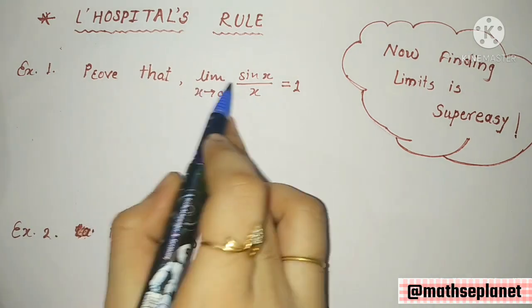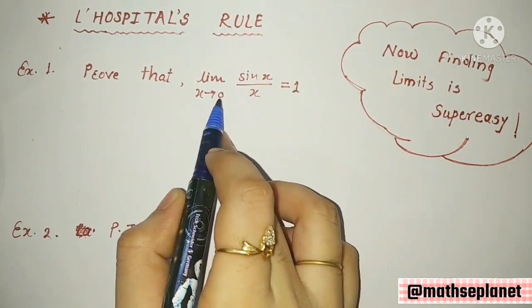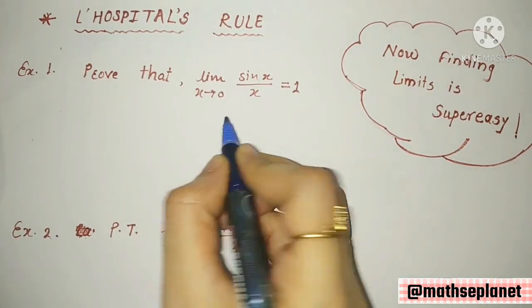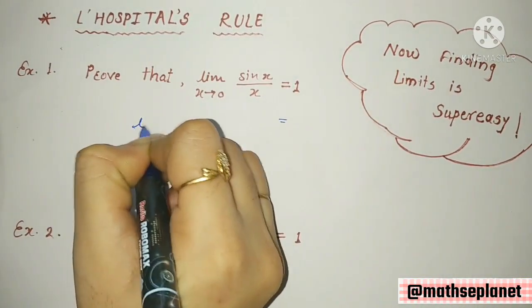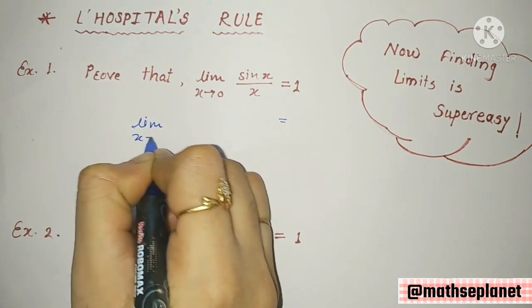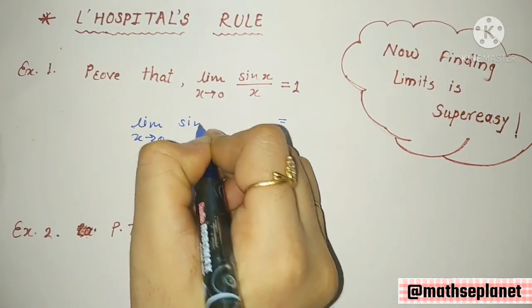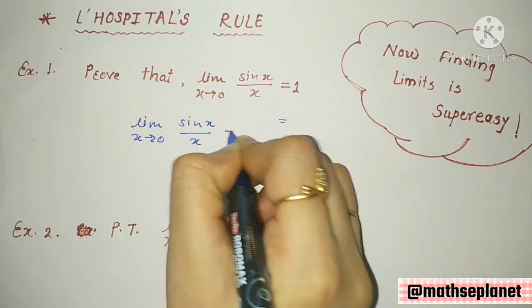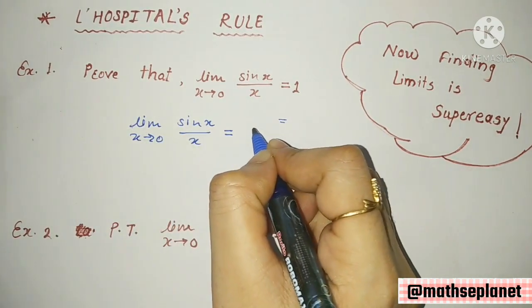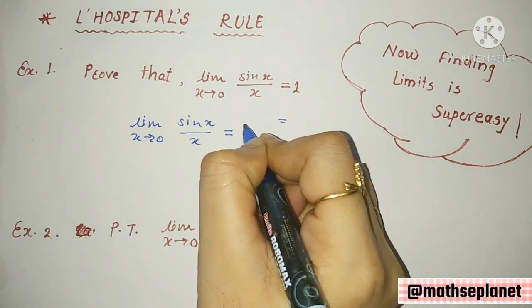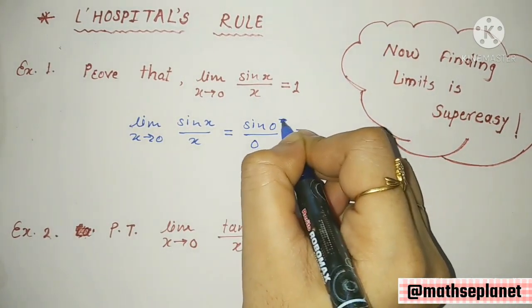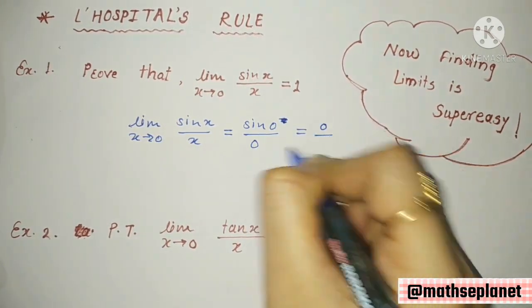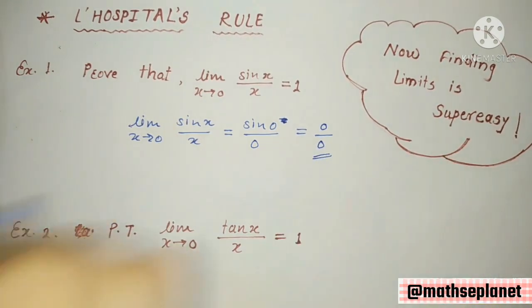If we put x equal to 0 directly here, then for limit x tends to 0 of sin x upon x, we get sin 0 upon 0, and sin 0 is 0, so 0 divided by 0, and 0 by 0 is an indeterminate form.